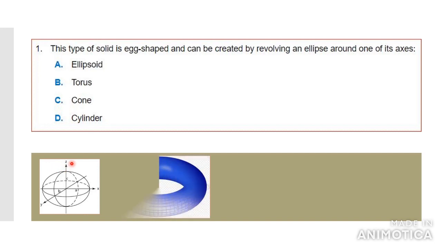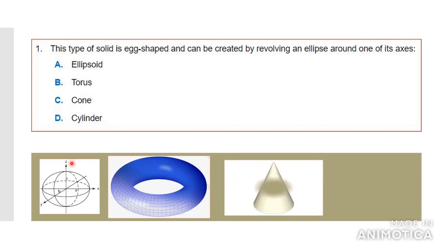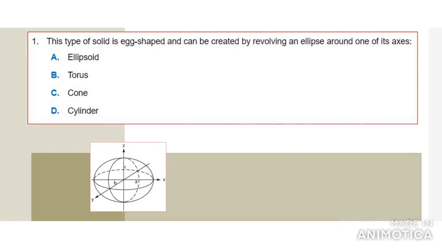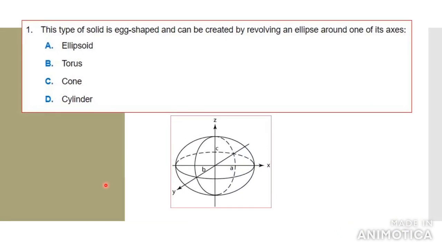All right, the next one is called a torus. A torus is a circular shape which has a central axis, which is the center of a circle, and as you expand it, it turns into a tube. The third one is a cone, and you might be familiar with the cone, and the fourth is a cylinder. If you look at all the shapes, you'll know which one is egg-shaped, and you'll know the answer for number 1. That would be the answer for number 1.